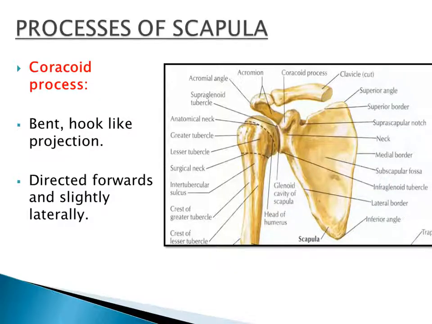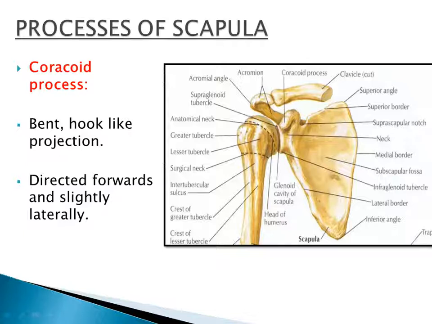The third process is called as the coracoid process. The coracoid process, when you look at carefully, it resembles a thumb-like projection. It is like a bent thumb. It is like a hook, or you can say it is like a crow's beak. The word coracoid means crow's beak. So coracoid process appears thumb-like or a hook-like projection. It is directed forward and slightly laterally.